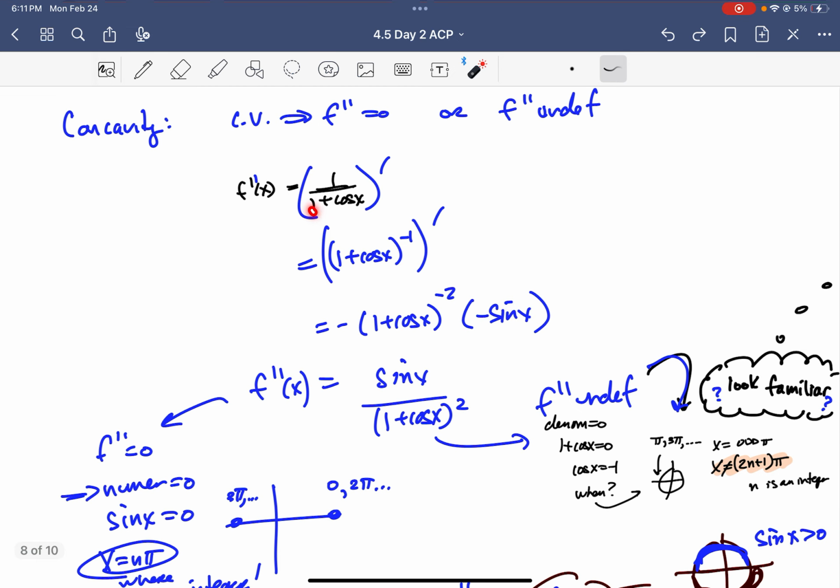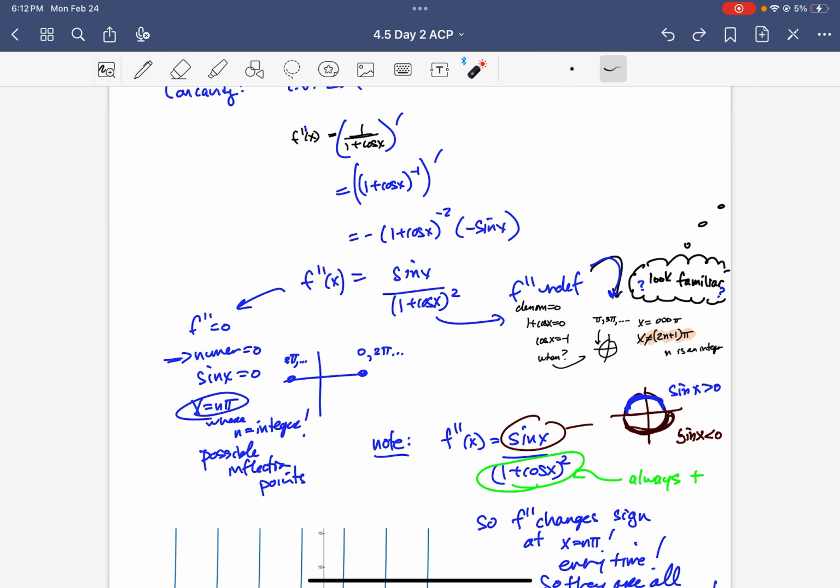before I take its derivative, I'm going to pull this up top as a -1 power. So when I take its derivative, it's easier. I just get -1 stuffed to the -2nd, and then chain rule to pop this guy out. So that's why we end up getting this. So where's it equal to 0?